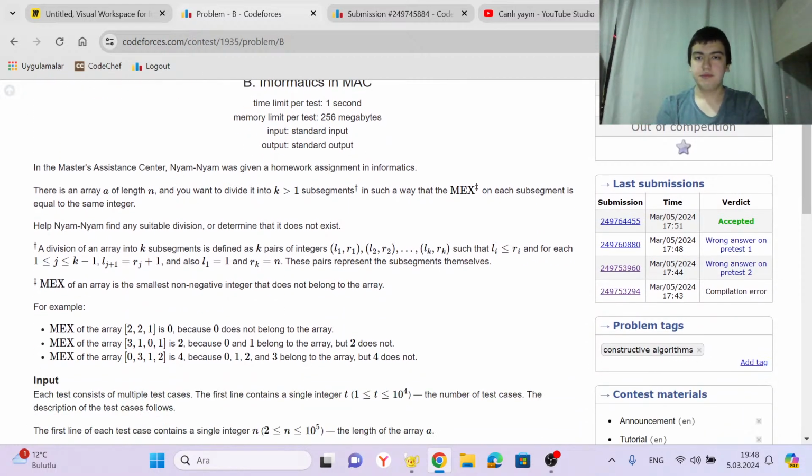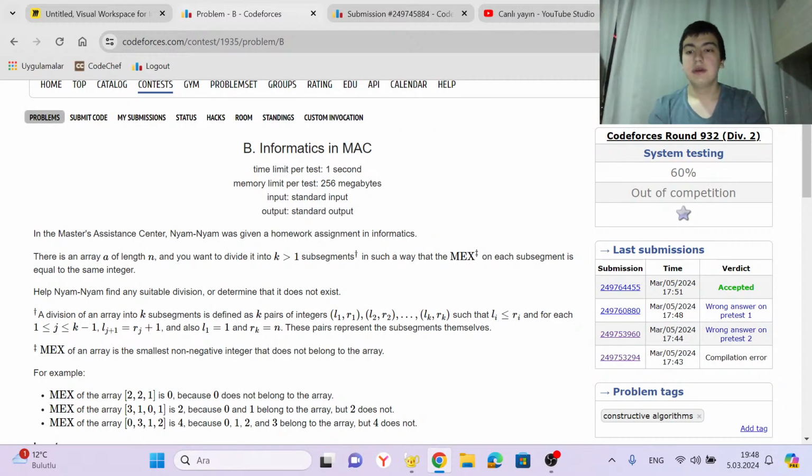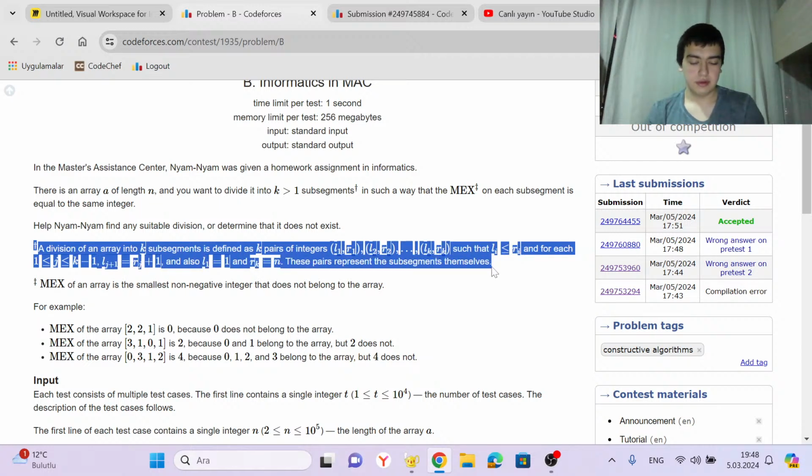Okay, this is problem B. Let's look at what it asks. There's an array with length n. We should divide it into k segments, and k must be greater than 1. The max of each subsegment must be the same. So here it says to divide the array into subsegments.